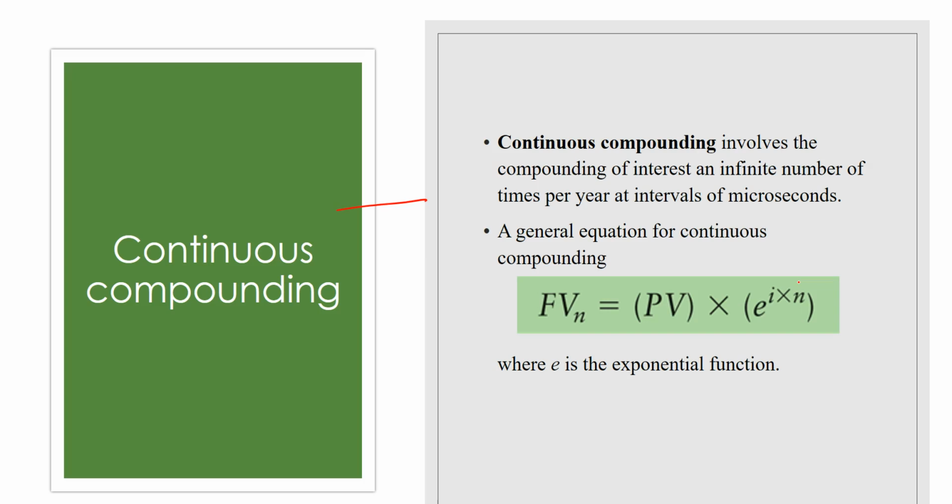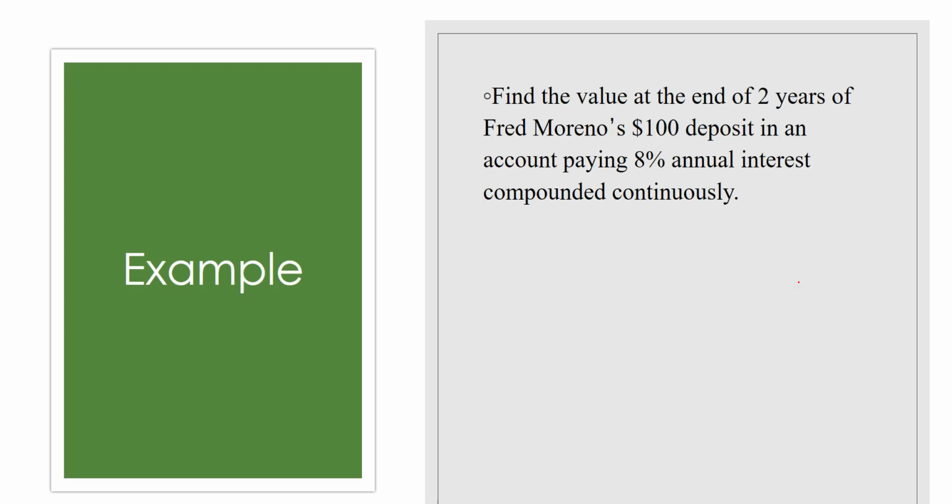This is not something that you can calculate on your calculator, so you do need to know this equation. The future value is equal to the present value times the exponential function raised to the interest rate times number of years. So what would be the value at the end of 2 years of this $100 invested at 8% if we had continuous compounding?